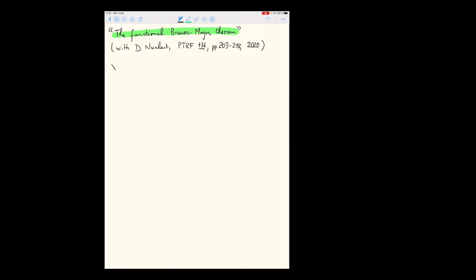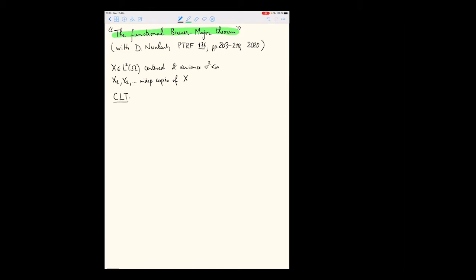Okay, so I will start with a very simple setting. Let me consider X, which is a square integrable random variable. Let me assume, to have a simple setting, that it is centered, and let me write the variance of it as sigma square, which is finite. Now I consider copies of X, so X1, X2, etc., independent copies of X.